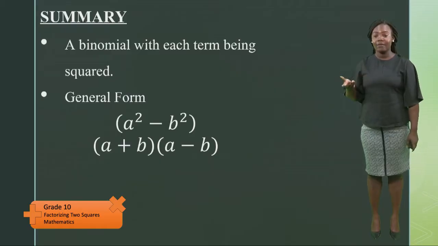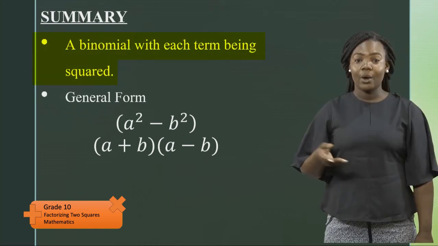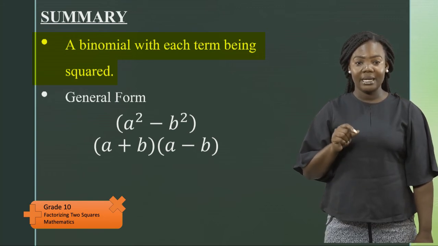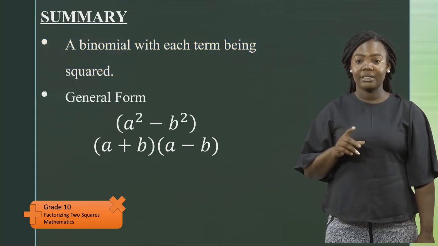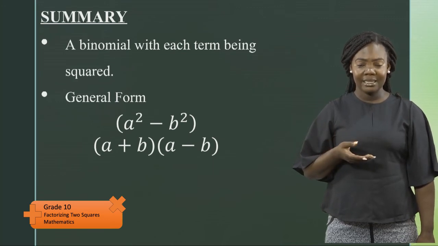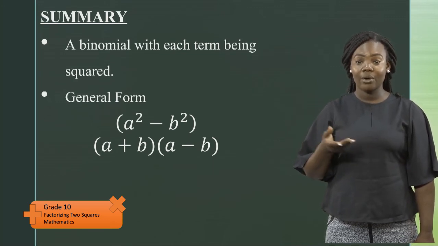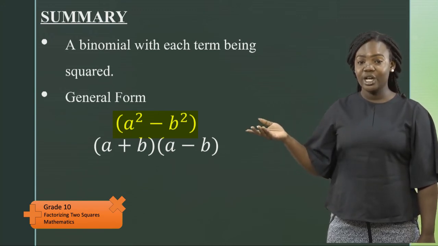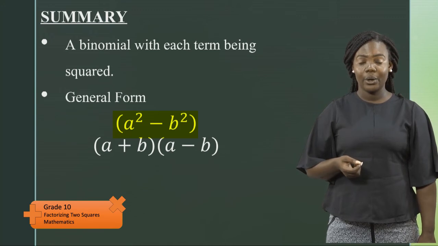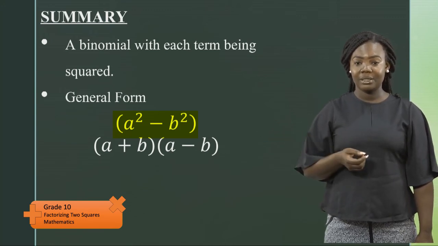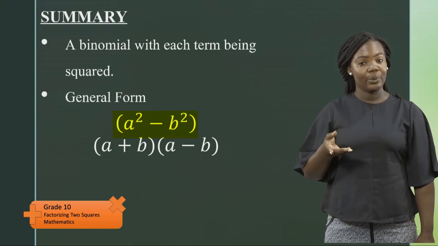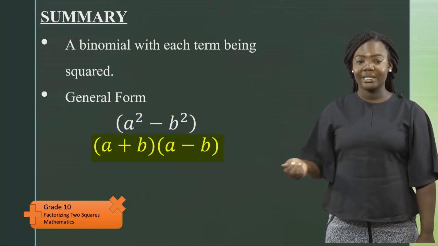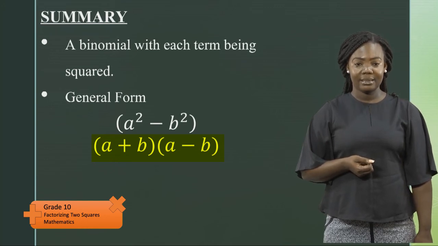Now, we have come to the end of our lesson on the difference of 2 squared. Let's recap what was done for this lesson. A binomial in which each term is squared is known as a difference of 2 squared. But what exactly makes it a difference? If there is a subtraction or a minus sign between the two elements, as you can see here, we have a difference of 2 squared. And here you're seeing the general form of the difference of 2 squared, which is a squared minus b squared. And when we factorize that, which is what we were looking at in this lesson, we will end up with a plus b into a minus b.